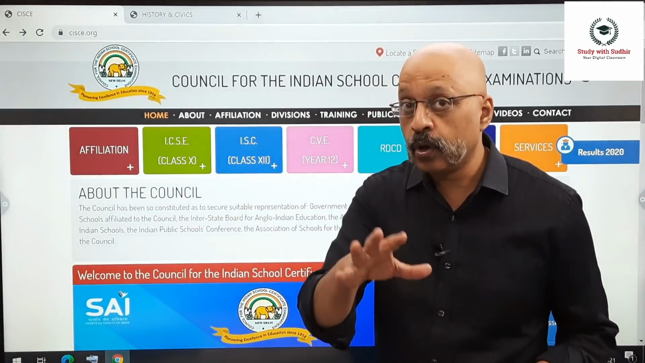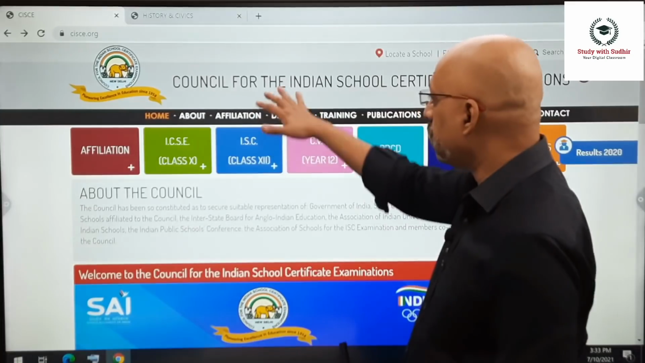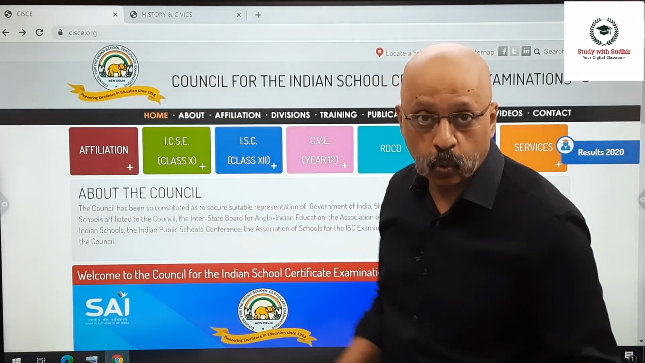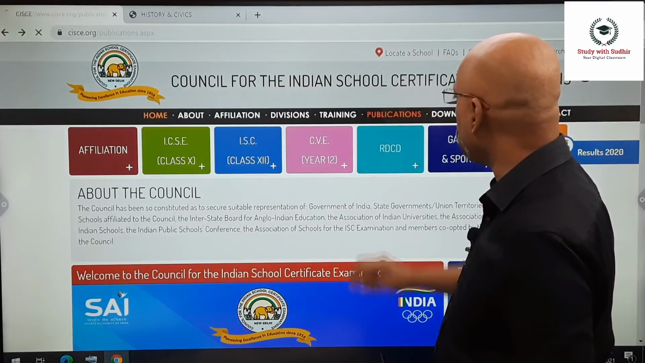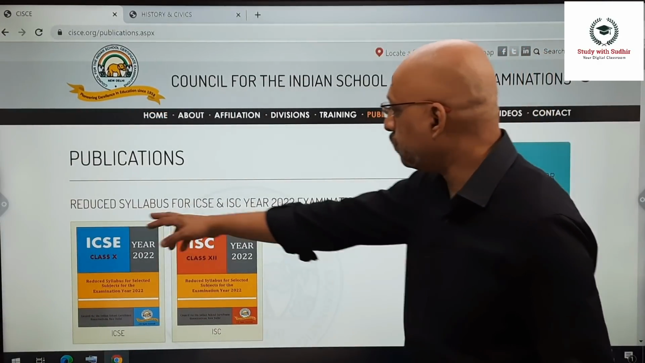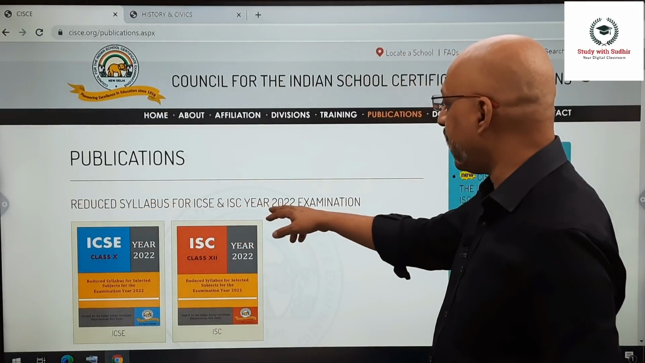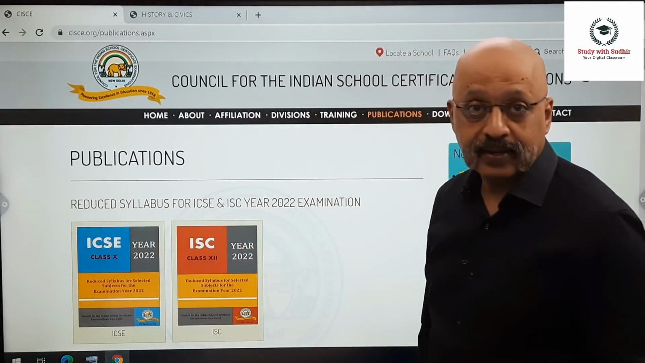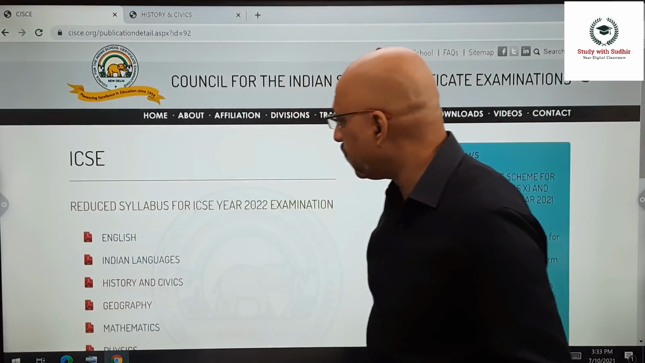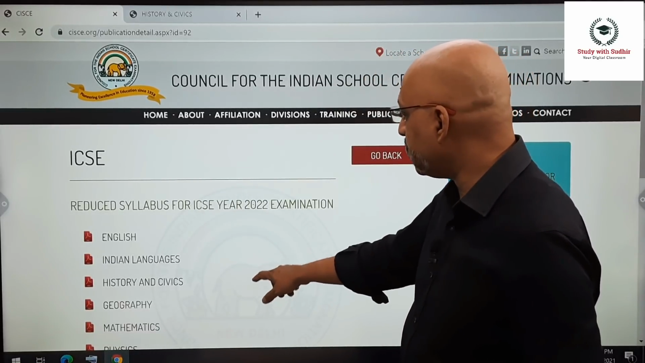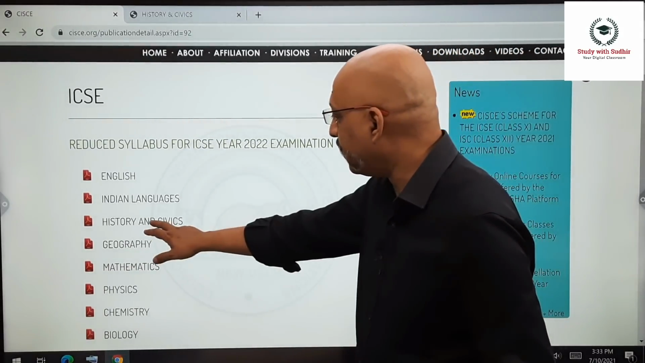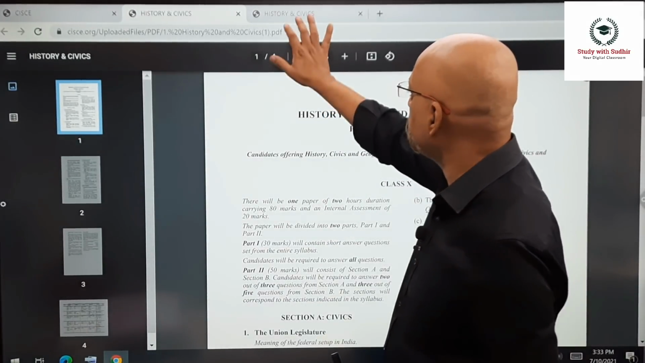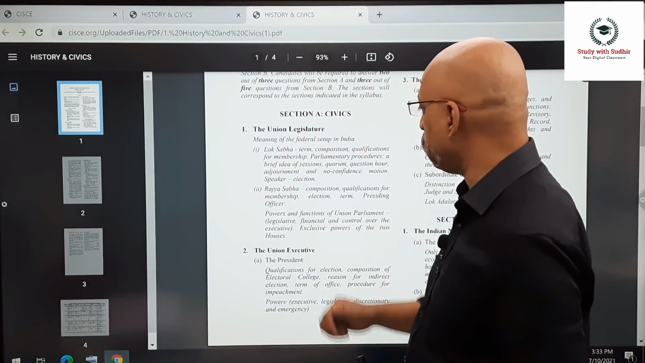So for those of you who haven't seen the reduced syllabus, you need to go to the council's website, which is cisce.org. Here you click on publications. You come to the reduced syllabus for ICSE and ISC year 2022 examination for class 10 and class 12. If you click here, you can see the various subjects, and here we will click on history and civics. Okay, so now let's get to the specifics of it.